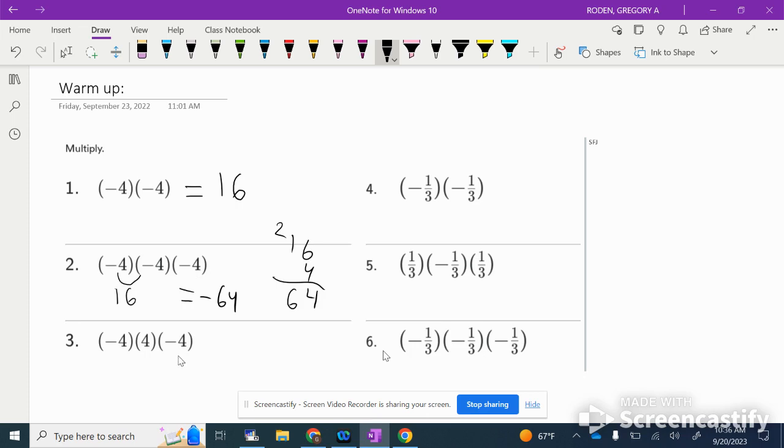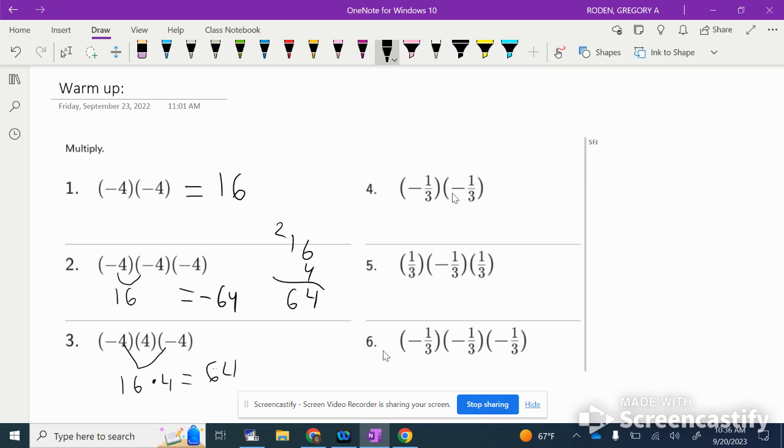Okay, for number 3, I'm going to again combine our negative 4 times negative 4 because we already did that in number 1. That was positive 16. And now that's going to be multiplied by this middle 4 here. Now we have the same problem we just did in number 2, except we have two positive numbers being multiplied by each other. So our result is going to be what, positive or negative? Positive, because we have two positive numbers. The signs are the same being multiplied together.